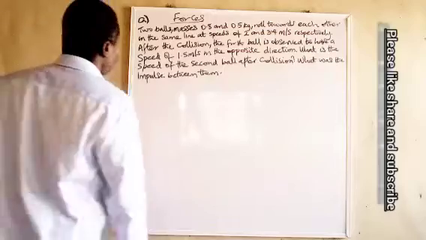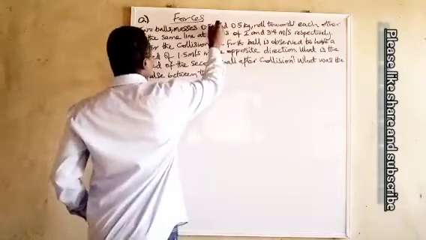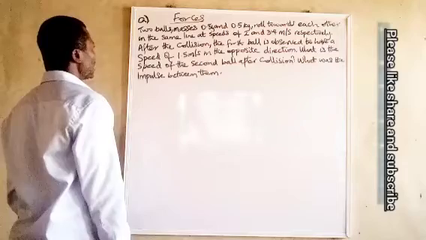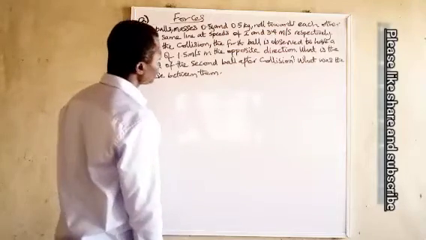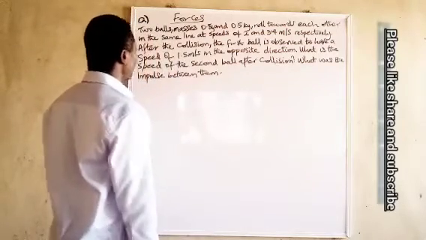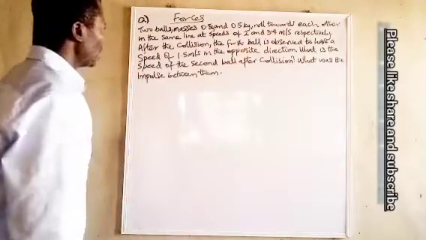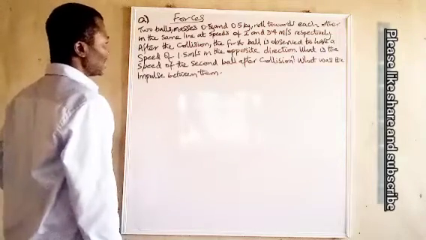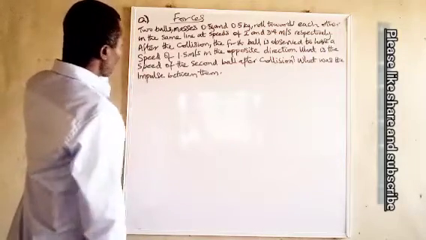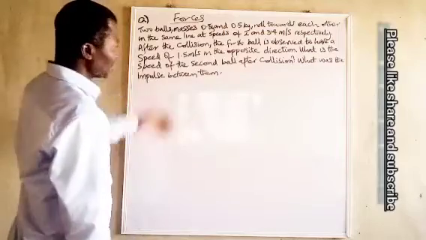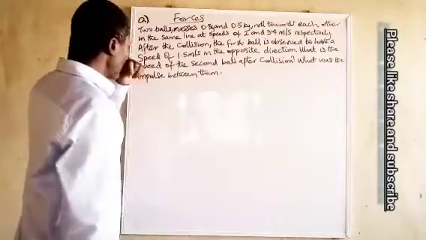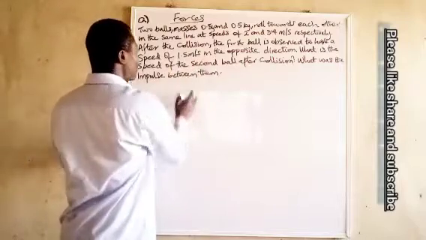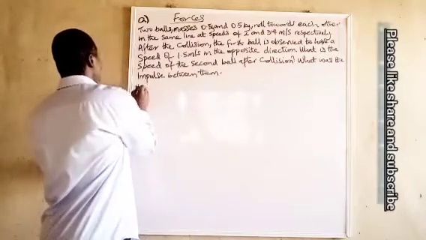Two balls of masses 0.8 kg and 0.5 kg roll towards each other in the same line at speeds of 2 and 3.4 meters per second respectively. After the collision, the first ball is observed to have a speed of 1.5 meters per second in the opposite direction. What is the speed of the second ball after collision? What is the impulse between them? You can easily find the impulse between them, because the impulse on the first ball will be the impulse on the second ball.